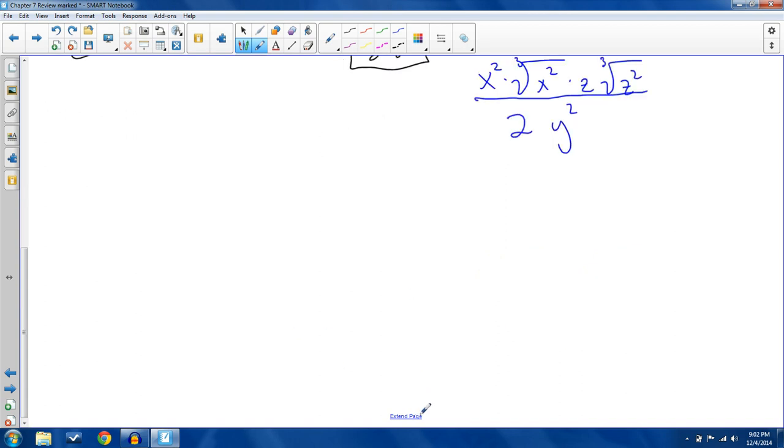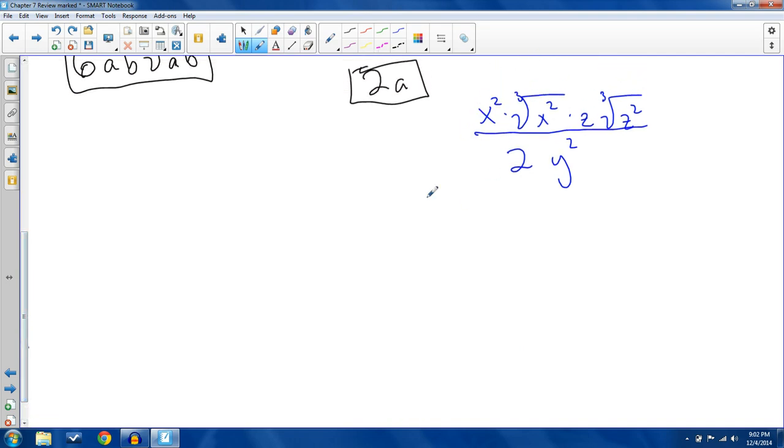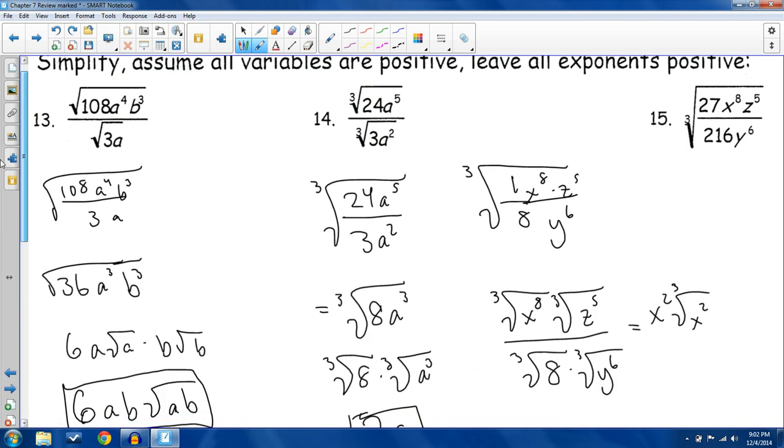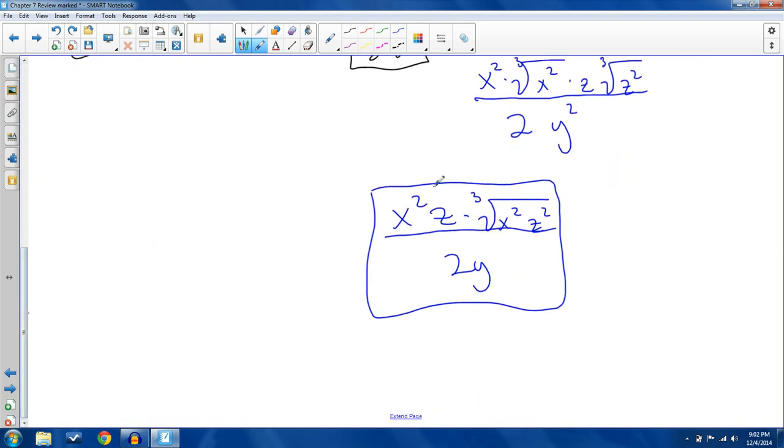So your final answer then is x squared z, right there, times the cube root of x squared z squared all over 2y. These are big answers. They don't get so clean, but that's more simple than the original one was. Not that it looks simpler, but trust me, it is.